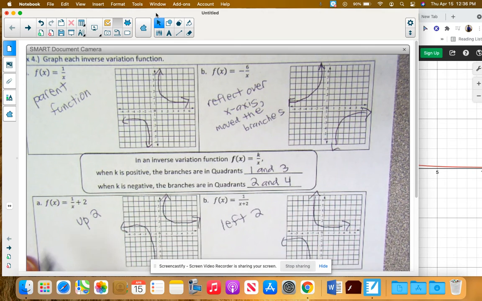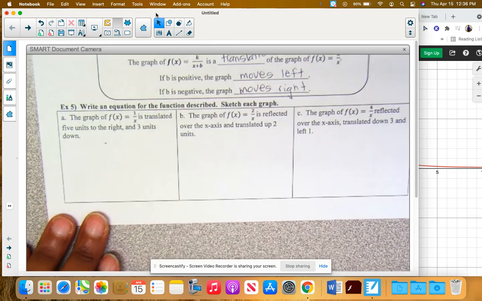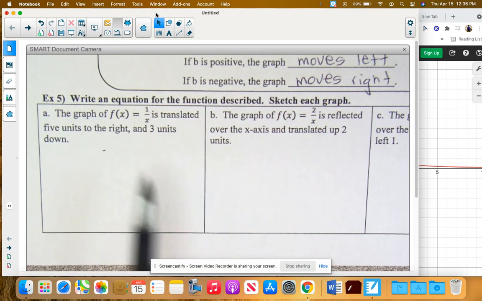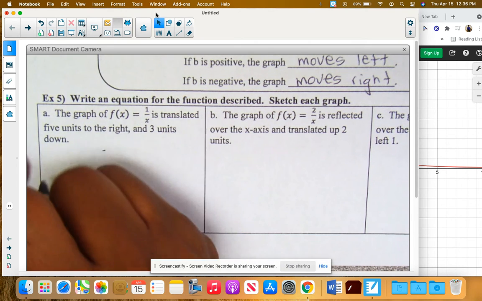So the number on the outside is going to move it up or down. The number in the denominator is going to move it left or right. And if you have a negative, it's going to reflect over the x-axis. So let's see if we are able to come up with our own. The graph of f of x equals 1 divided by x is translated 5 units to the right and 3 units down.